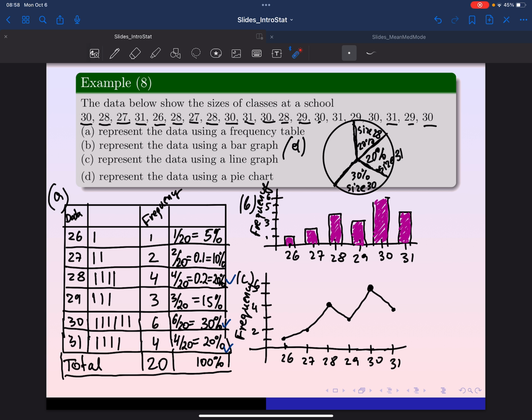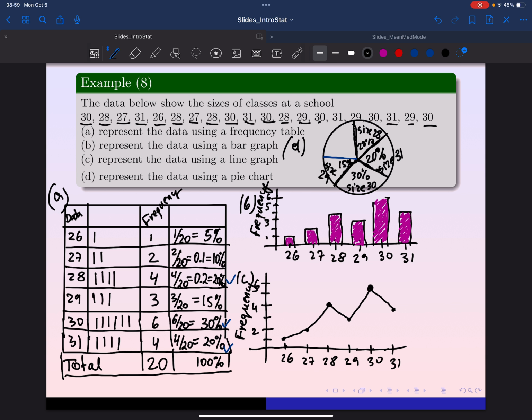Then we have another 3 to represent. So the 15% is the largest out of those 3. So we need to choose another roughly 15%. And that represents the size of 29. So we're gonna mark it size 29.